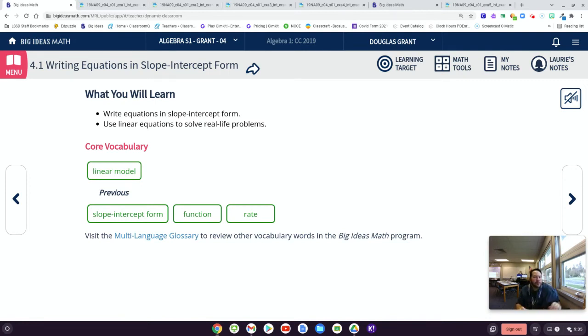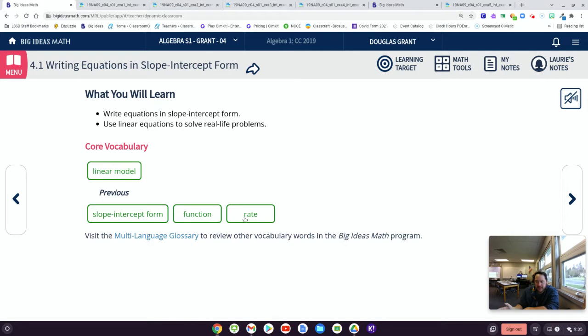Aloha. 4.1, writing equations in slope-intercept form. This will be easy because we've already talked about it. Hopefully easy. But now we're going to officially figure out how to write the equations just from points or graphs. So we have vocabulary. It's right here. It's all stuff we've talked about before.